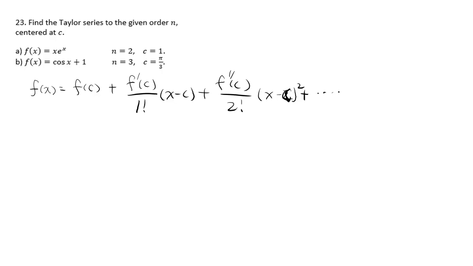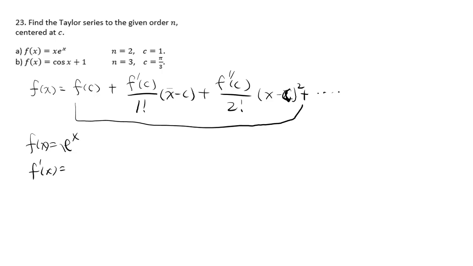Since it's asking for a second order polynomial, it's asking for me to get this much. Okay, so this much is called the Taylor polynomial rather than the Taylor series. So what is the Taylor polynomial with c equal to 1? Well, that requires me to find f of x, which is x times e to the x, right? f prime of x is the derivative of this. If I differentiate e to the x, it's still e to the x, but if I differentiate x, that's 1, which gives me x plus 1 times e to the x.